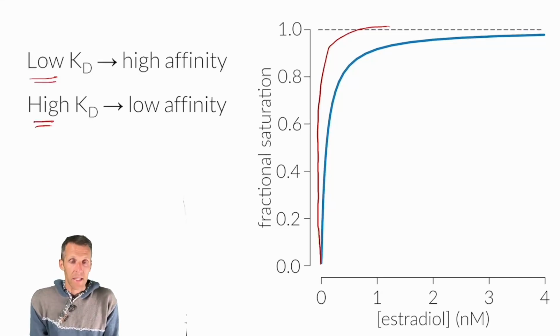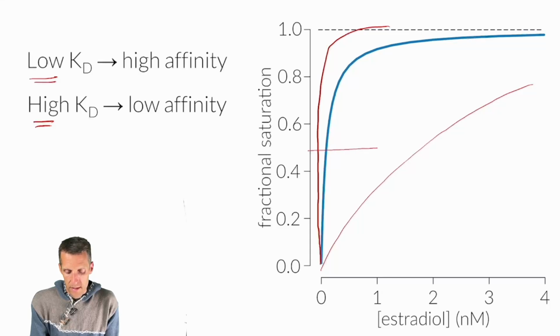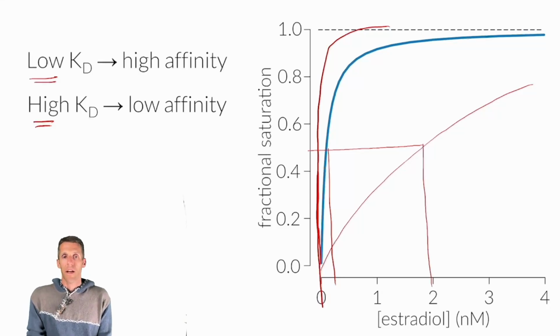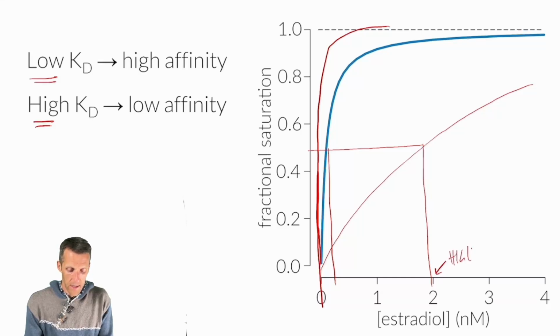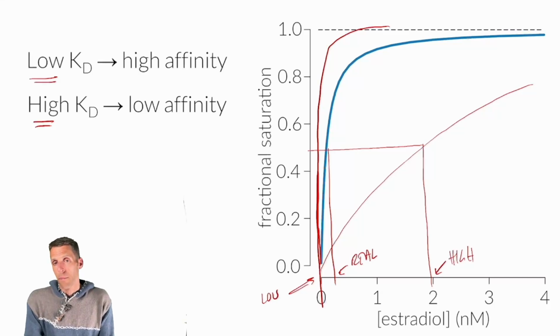How about a high KD with low affinity? That one's going to shift this way. The KD for both of these is the concentration at which we are at 50% saturation, or half of fractional saturation. As I've sketched it here, our high KD, our low KD is down here, and this is our real KD. So these curves are measuring affinity by what concentration of estradiol it takes to bind to the receptor.